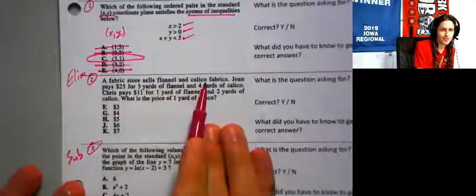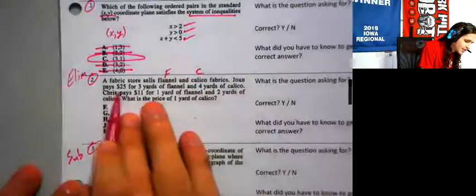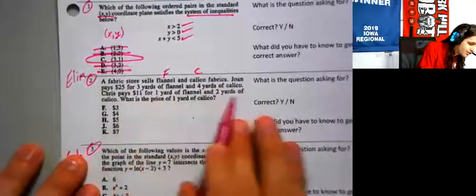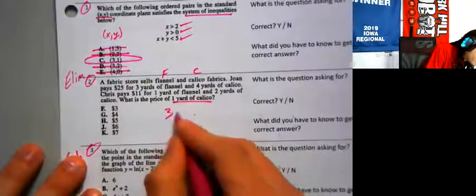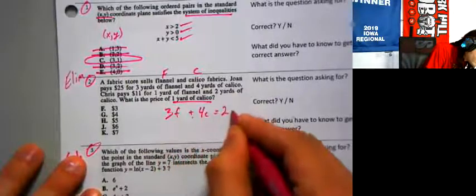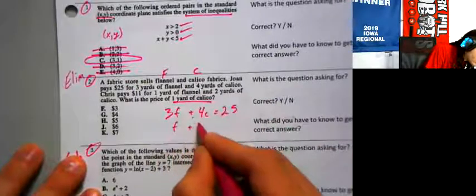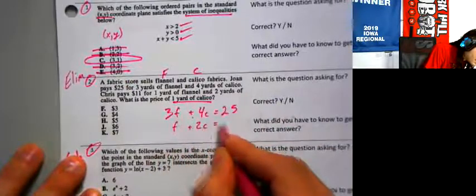Okay. Fabric store sells flannel and calico fabrics. Great. Joan pays $25 for 3 yards of flannel and 4 yards of calico. Chris pays 11 for 1 yard of flannel and 2 yards of calico. What's the price of 1 yard of calico? What do I know? 3 flannel plus 4 calico is 25, and 1 flannel plus 2 calico is 11.